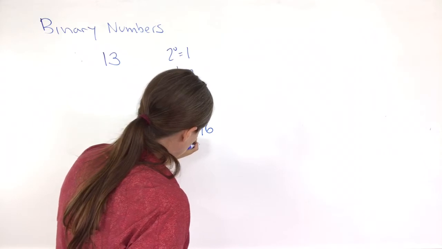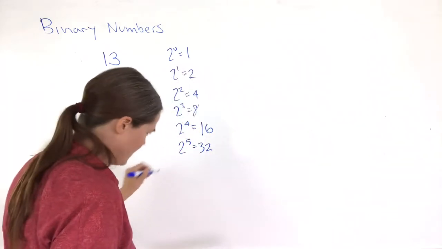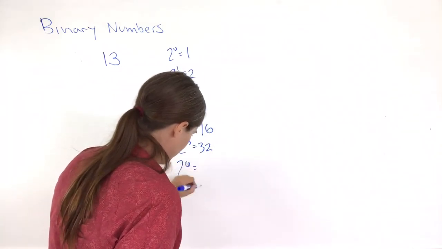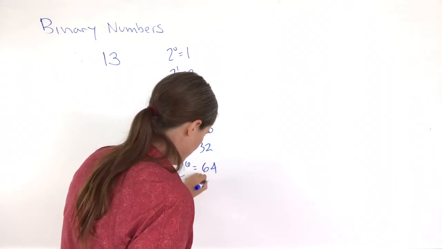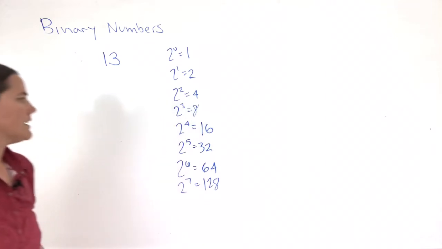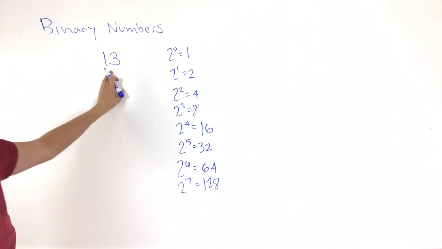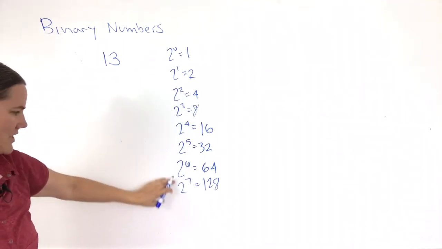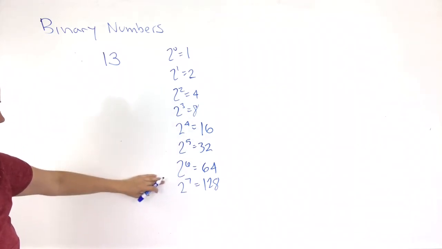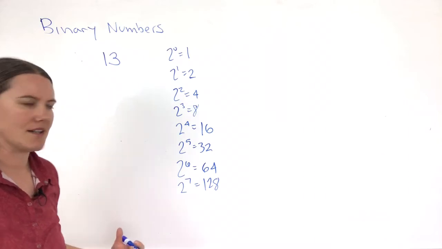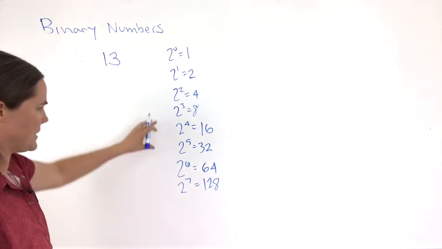2 to the 5th is equal to 32. 2 to the 6th is equal to 64. And 2 to the 7th is equal to 128. And since we're only converting 13, we don't actually need anything above 8 here, but I wanted to write down these others for some of the other examples I'm going to do.